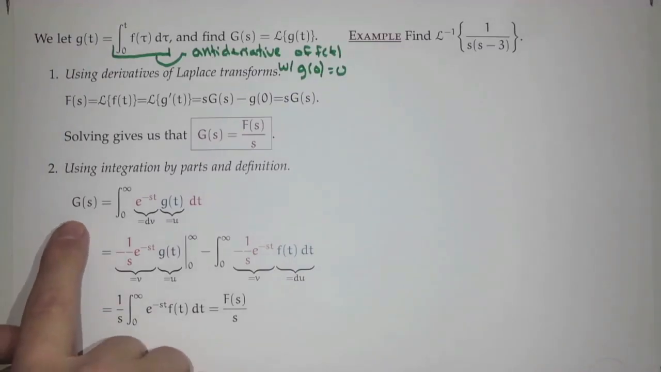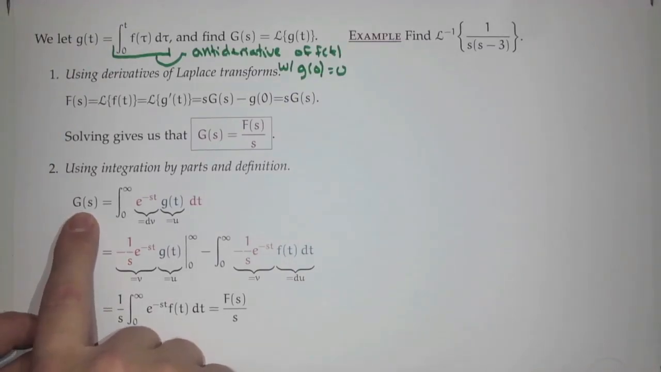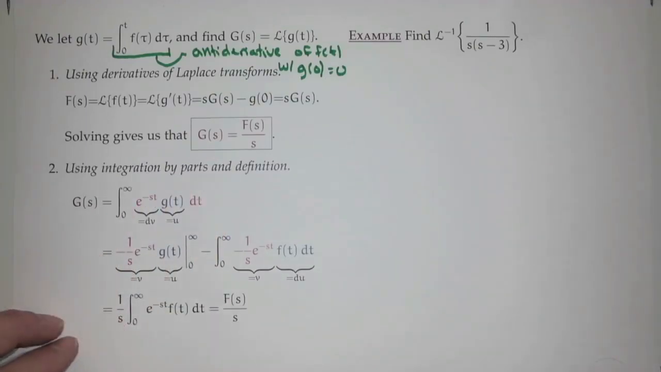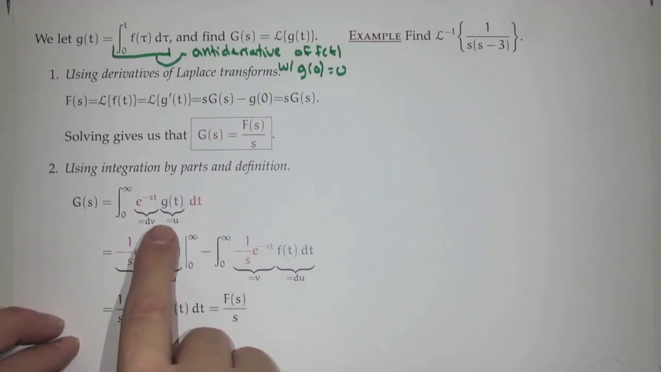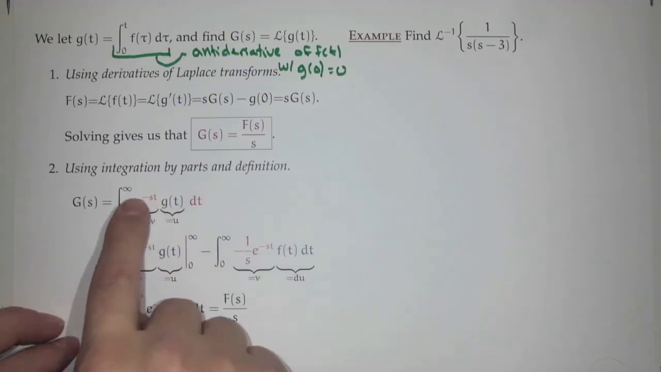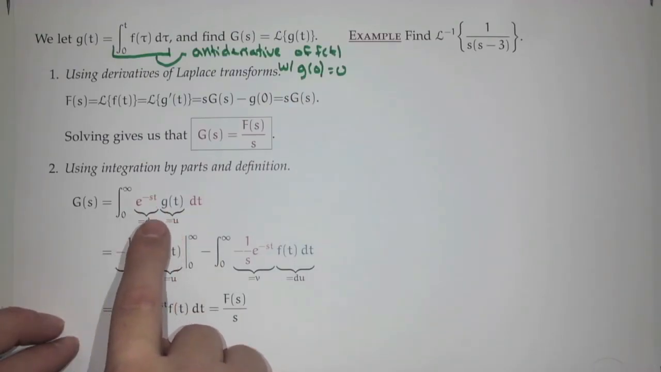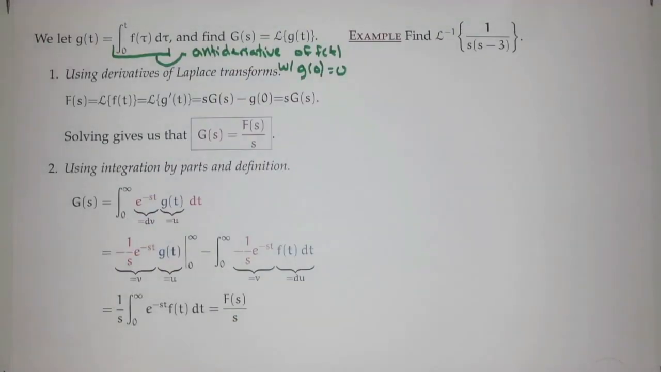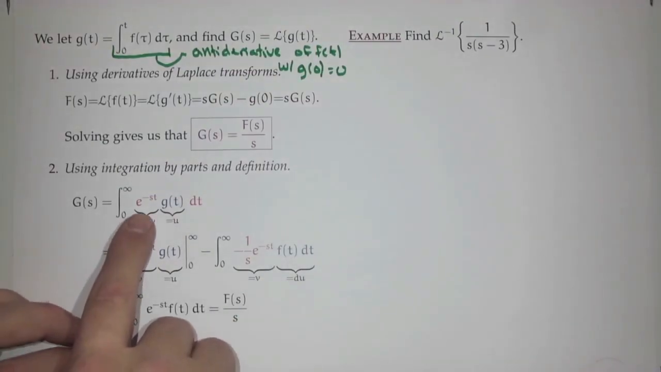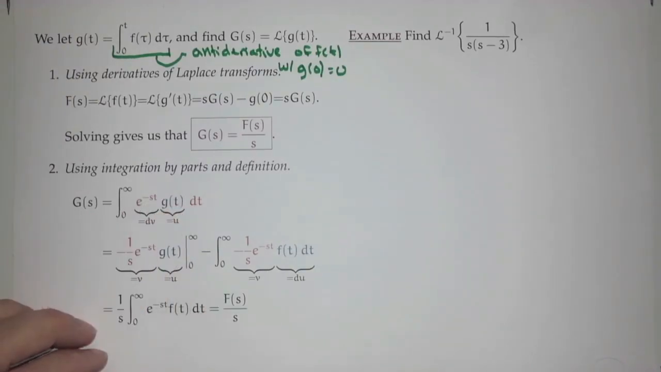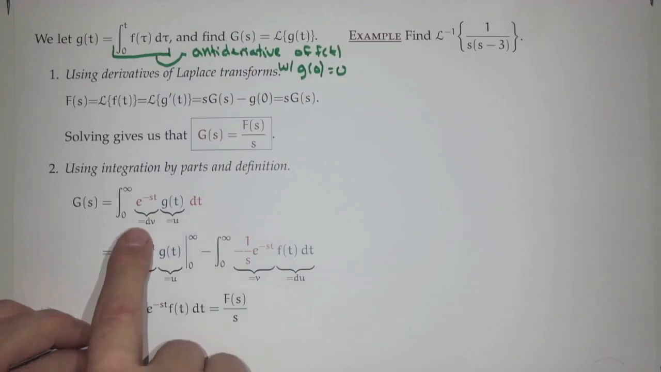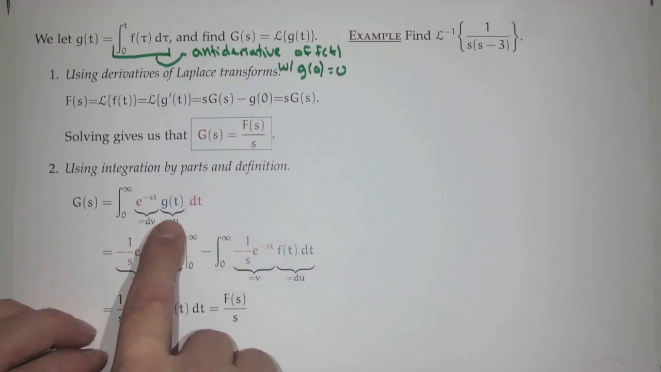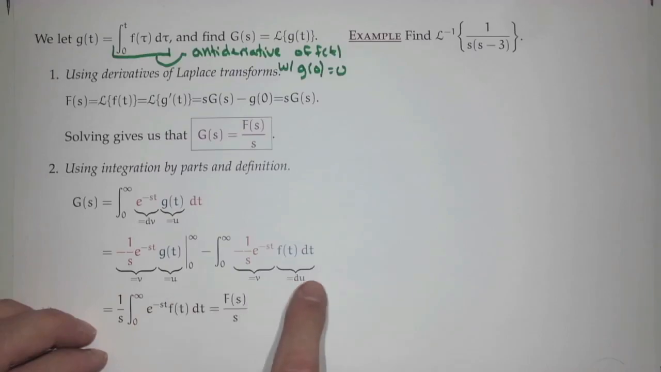So we say, all right, we're taking the Laplace transform of g. That's the definition of how we take the Laplace transform of g. Previously we took the derivative of the e to the minus st part. Now we're going to do the opposite: integrate the e to the minus st part and take the derivative of the g part. So we're doing integration by parts. The derivative of g is f, so that's where the f comes in.